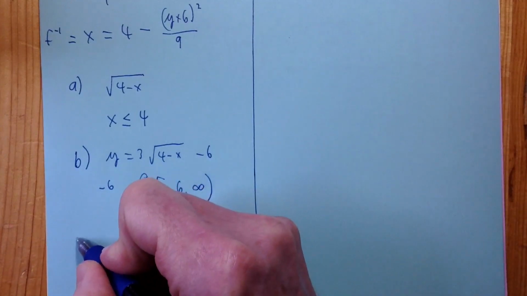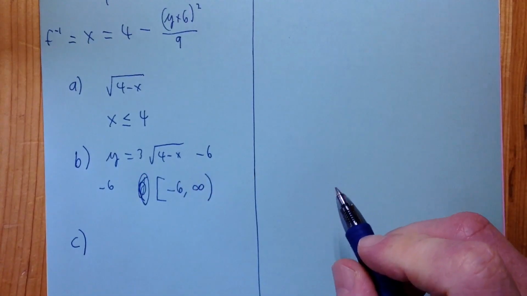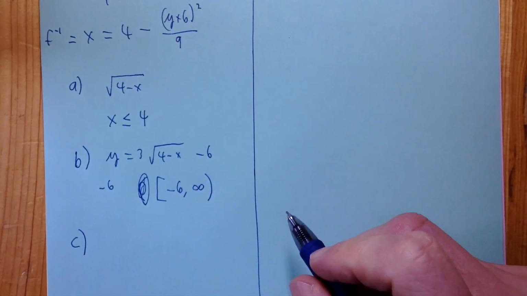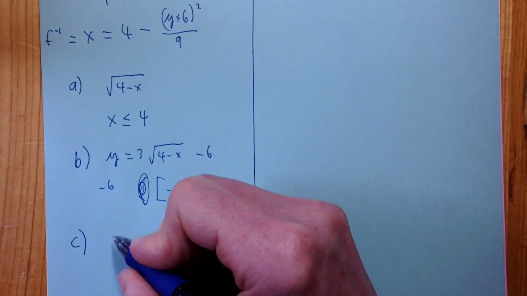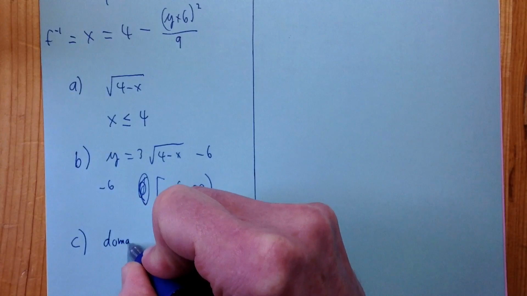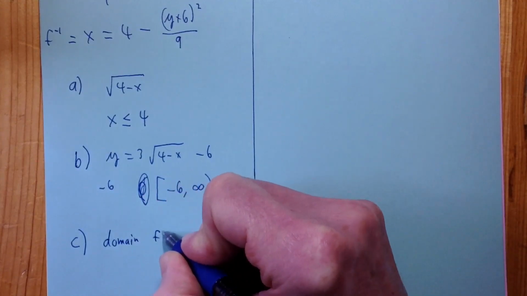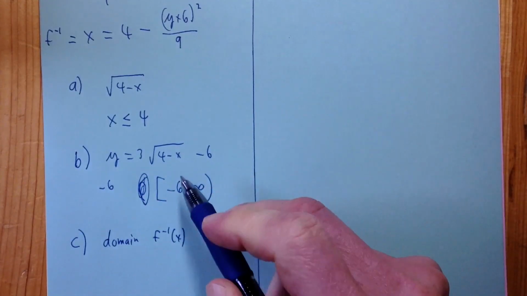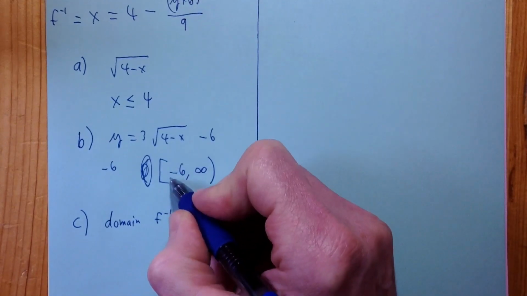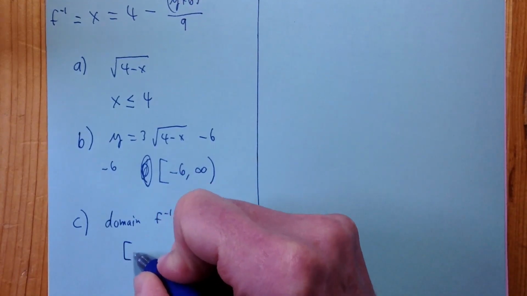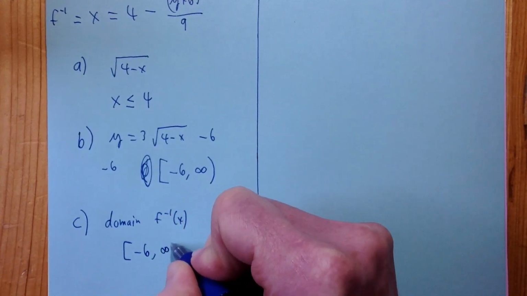Okay, now what about the inverse function? And the nice thing about the inverse function is we don't have to do any more work. The domain of f negative 1 of x is just the range of f. So we don't have to do any more work, we just put the range of f in it. So negative 6, infinity.